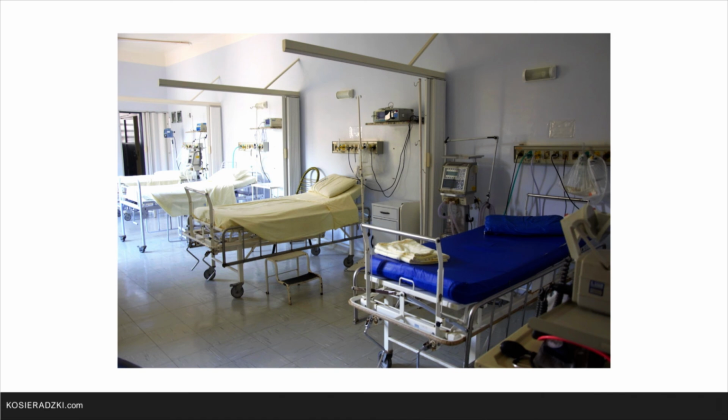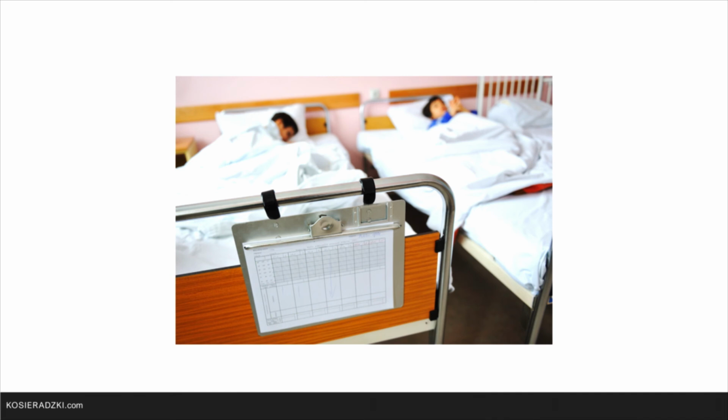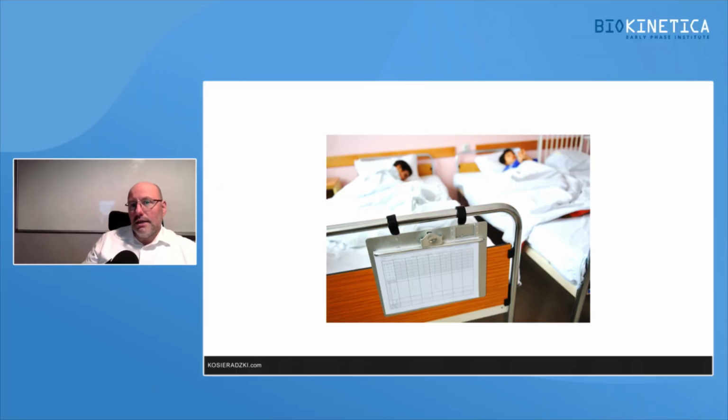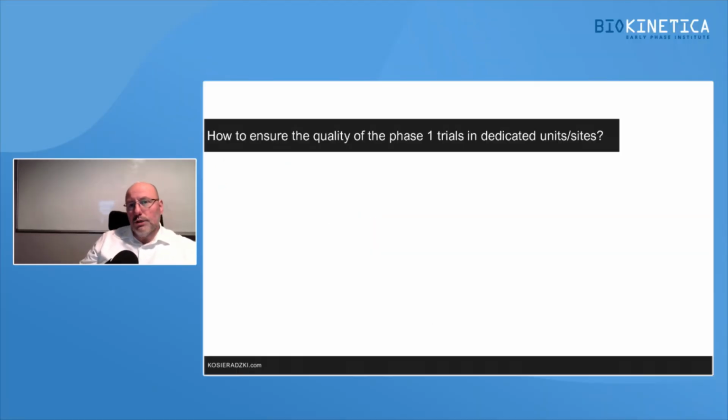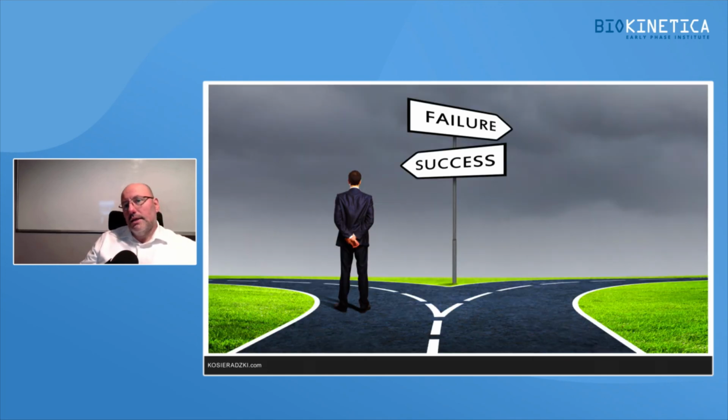Of course, there are other types of phase one units. This depends on the level of the risk-benefit relationship. And of course, there is still a place for phase one units that are, let's say, less intense and, of course, also less costly for the sponsor. But everything is related to the way you manage and how you ensure that the quality in phase one is appropriate.